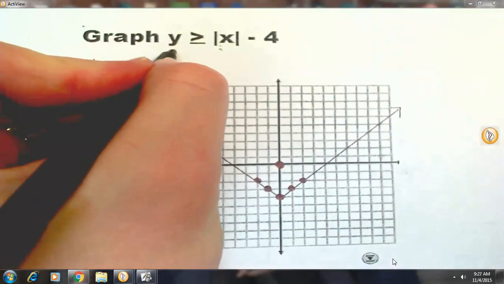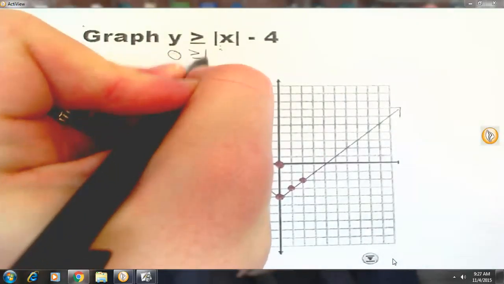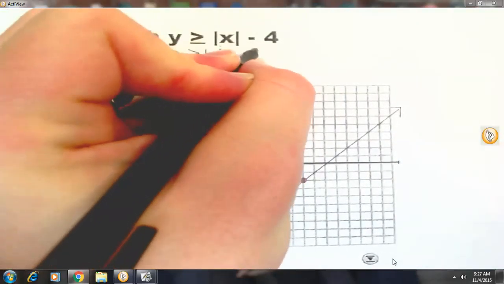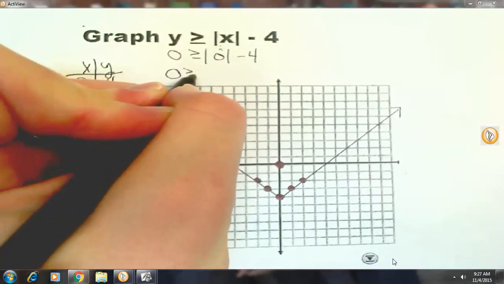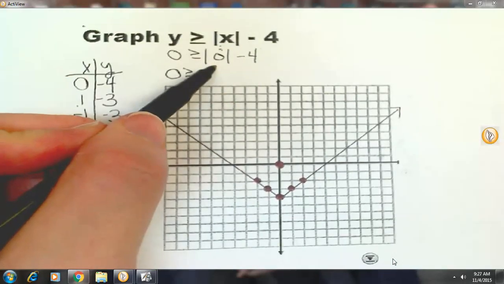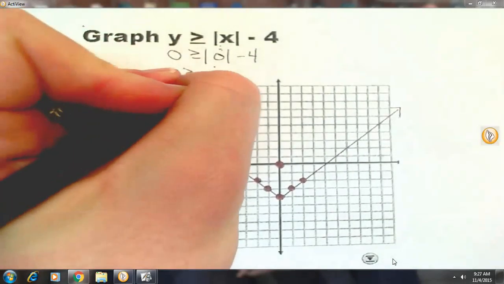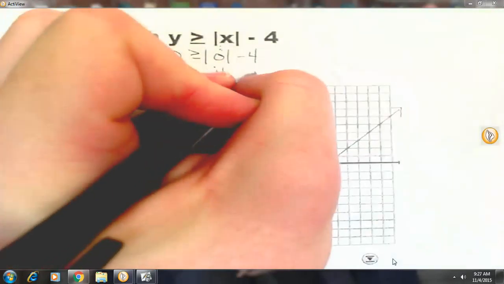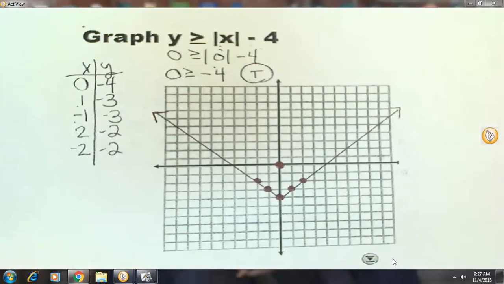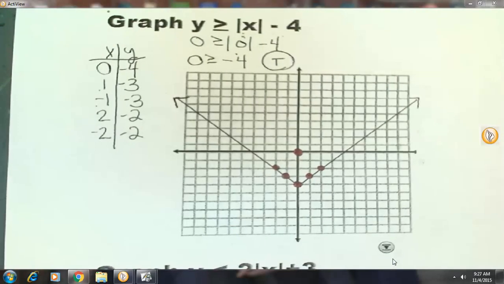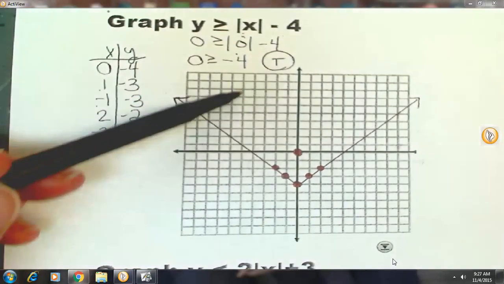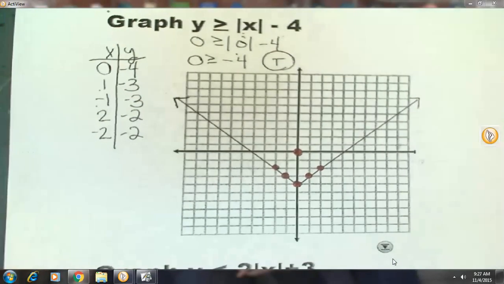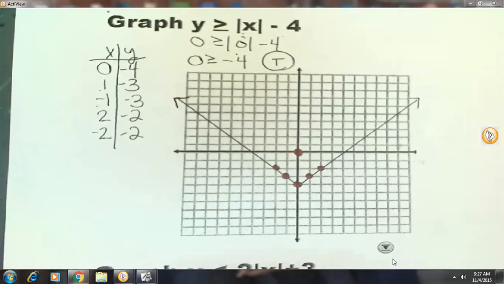So put 0 in for y, 0 in for x. The absolute value of 0 is 0, and 0 minus 4 is negative 4. Is 0 greater than or equal to negative 4? Yes. That's true. So I know that all the ordered pairs that fall inside the V, on the side with 0, 0, are going to be solutions. So let's shade in on the inside of our V.